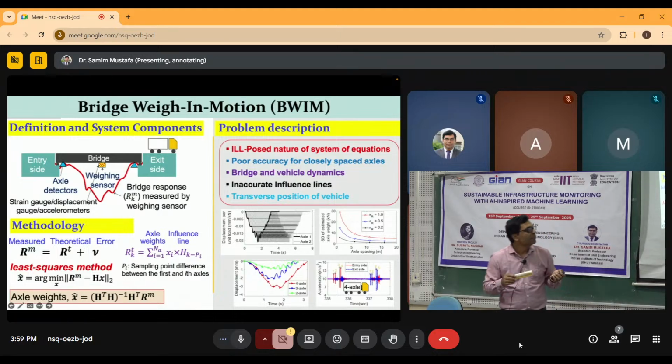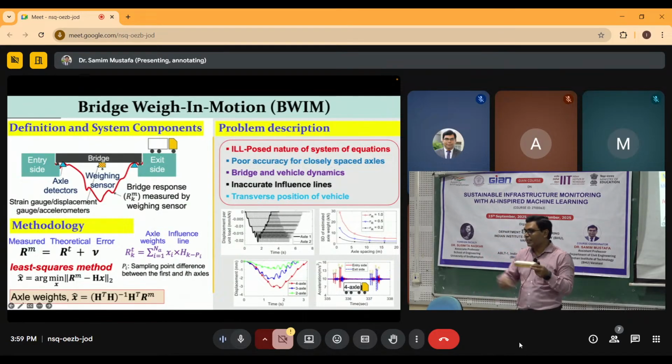I will discuss that. And then bridge-vehicle dynamics is there, because there is a dynamic response fluctuation, and that will reduce your accuracy. Then inaccurate influence line. Suppose your influence line is inaccurate. Now how to obtain the influence line? That is also a research domain, because as I mentioned in the first lecture, your theoretical influence line may not match the actual. So you need to identify the influence line from the measured response.